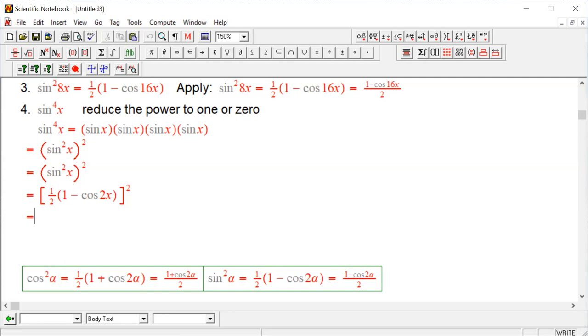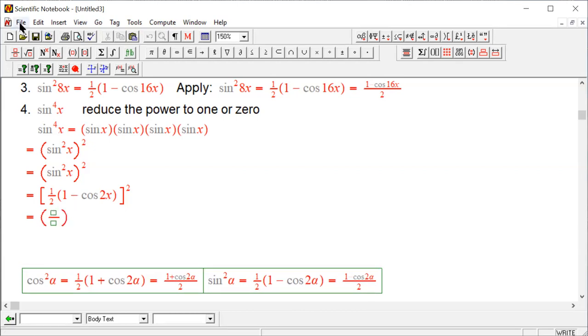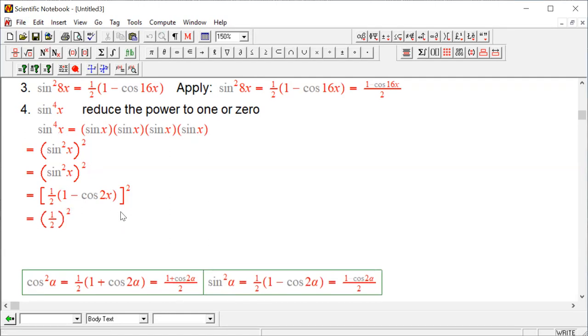To make further reduction, we're going to power the inside of the parentheses. So we're going to have 1/2 squared. Be sure you have your notebook with you, okay? And this parentheses will be squared.